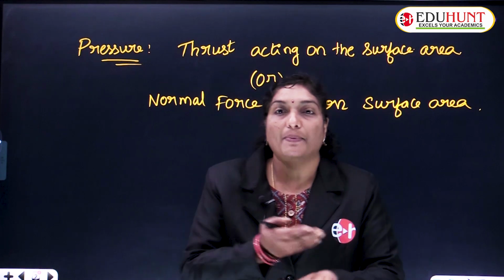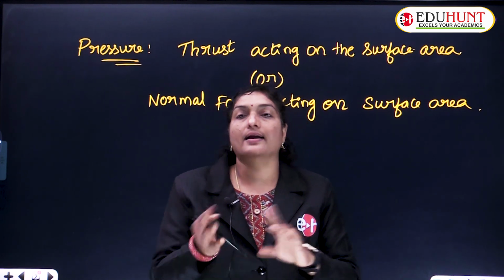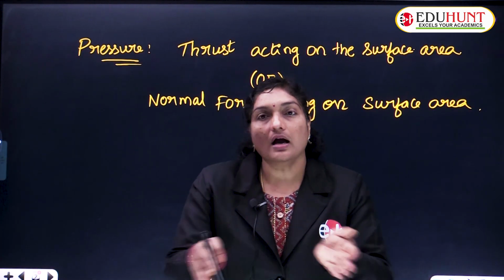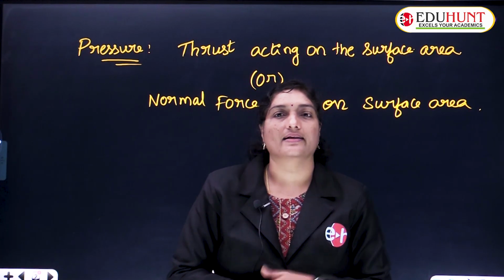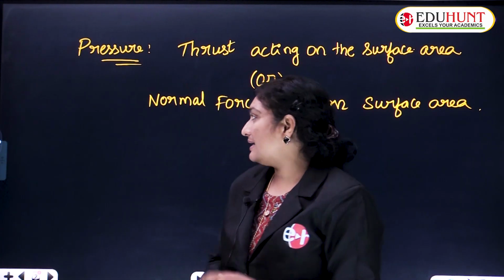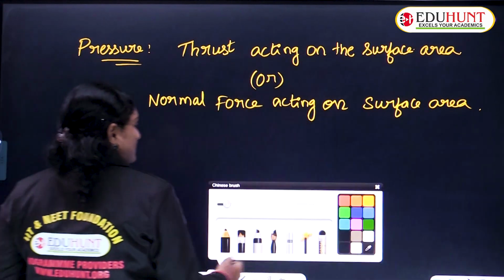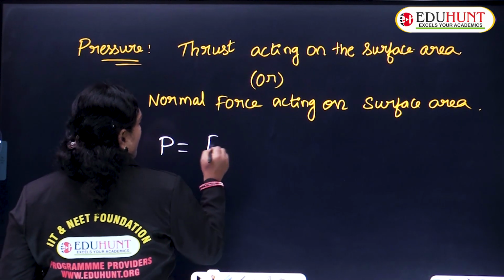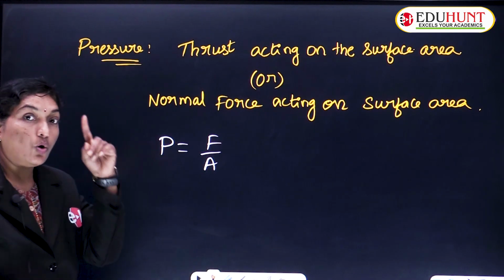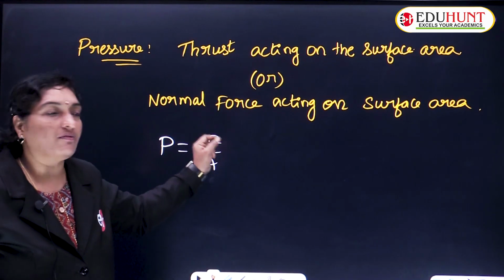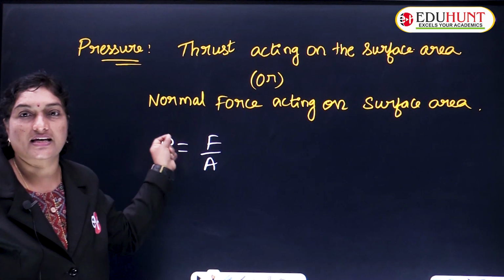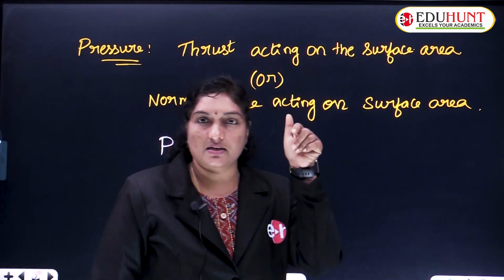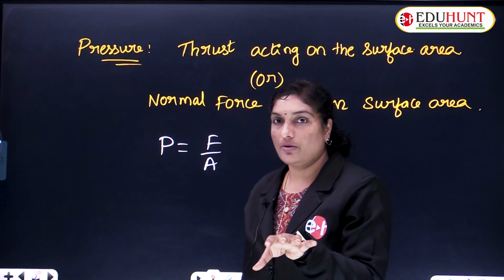So that perpendicular force, also called the weight of the body acting downwards on a given surface area, is called pressure. Mathematically, pressure P is equal to force upon area. What type of force? Only perpendicular force, normal force. Normal force acting per unit area is called pressure, and remember it acts in a particular direction, only the downward, normal direction.